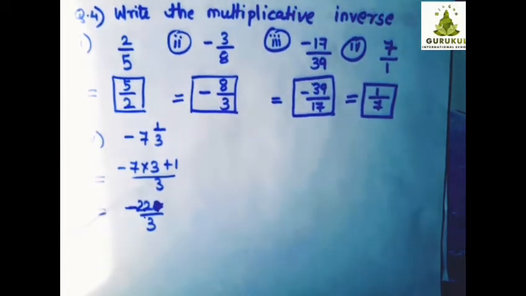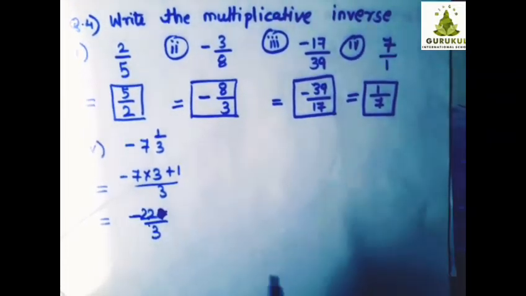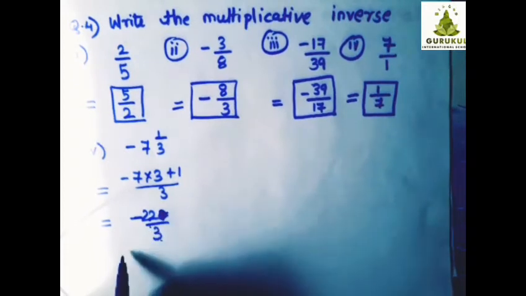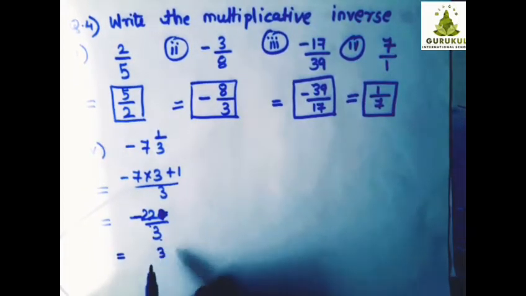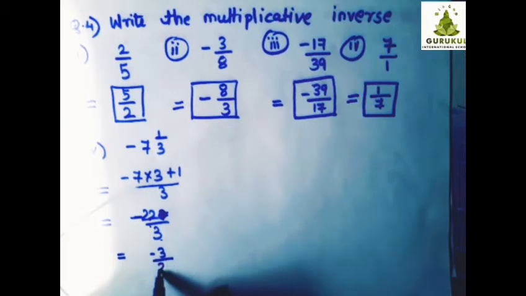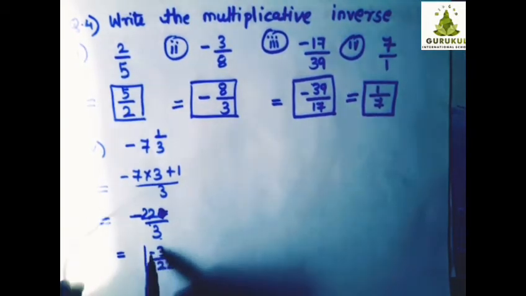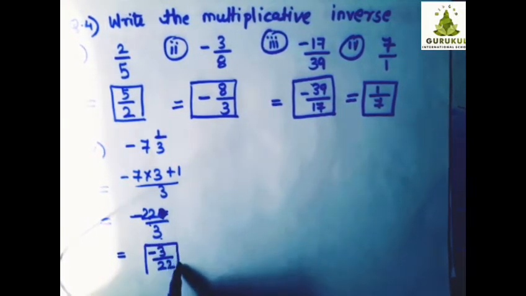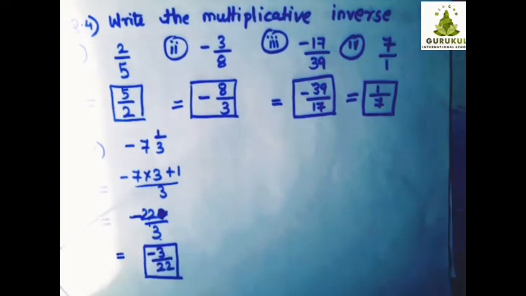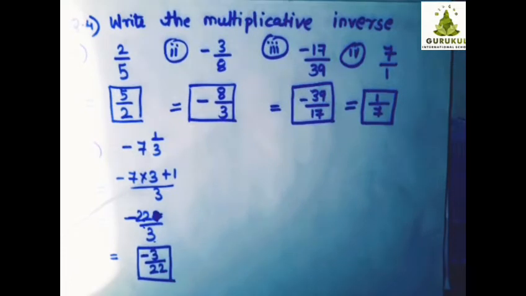Now we have to write the multiplicative inverse. So obviously this 3 will go up and 22 will come down. So it will be minus 3 upon 22. Minus sign, as I said earlier, you can write anywhere, for 3, for minus 22, or in the center. So this was question number 4, write the multiplicative inverse.